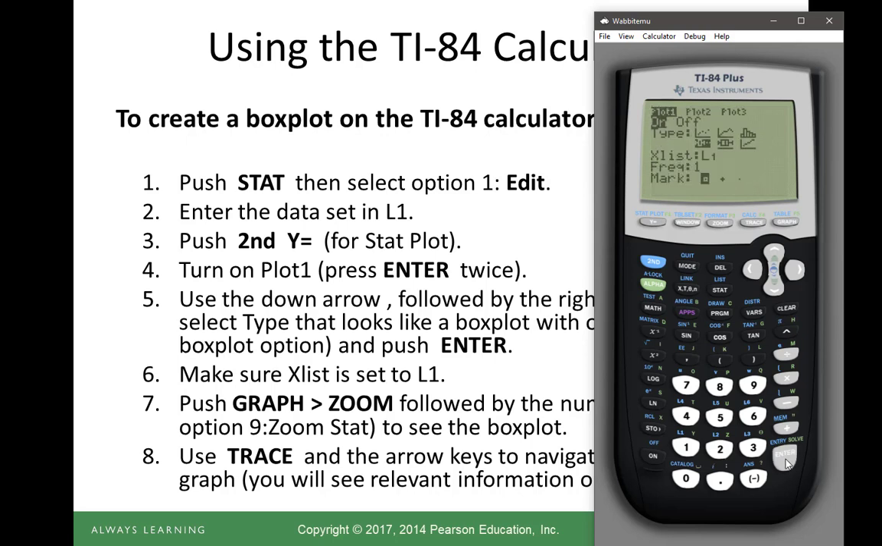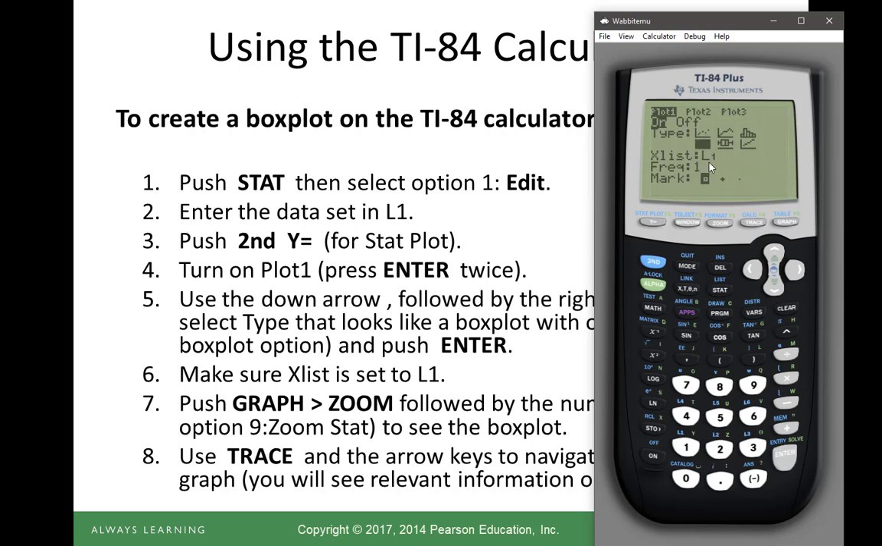It's already on because I've already done this, but I would click it one more time, and then I use my arrow keys here. Use your arrow keys to get to the box plot that looks like it has outliers, so with the little dots. Okay, and I'm going to push enter.